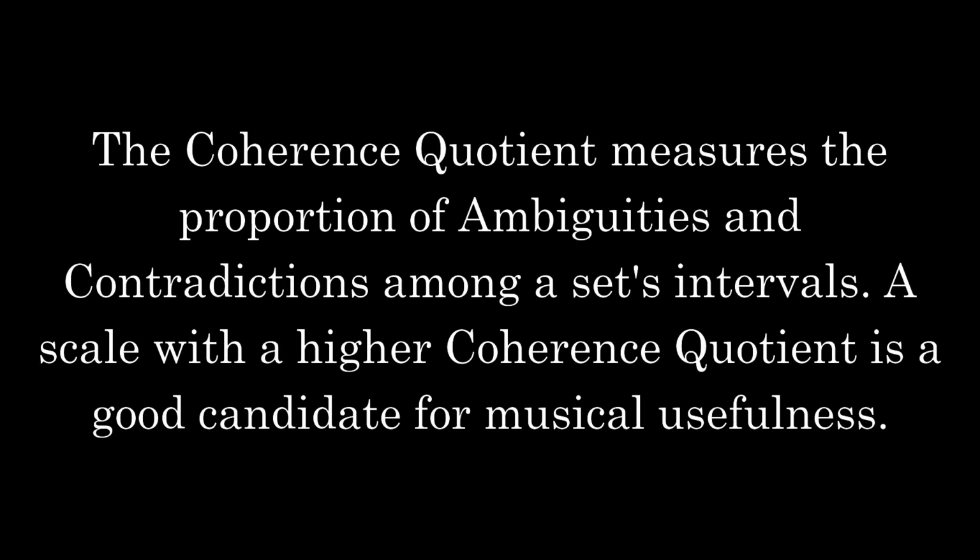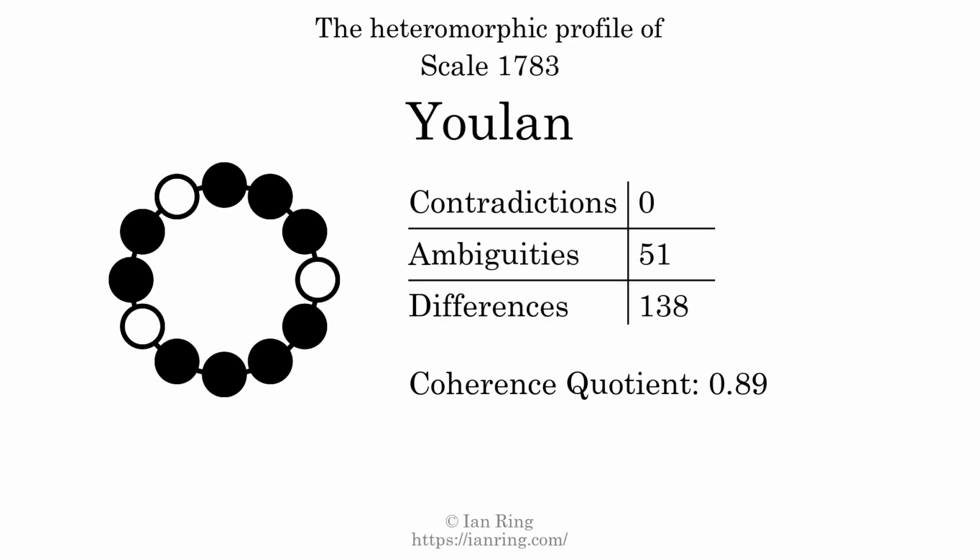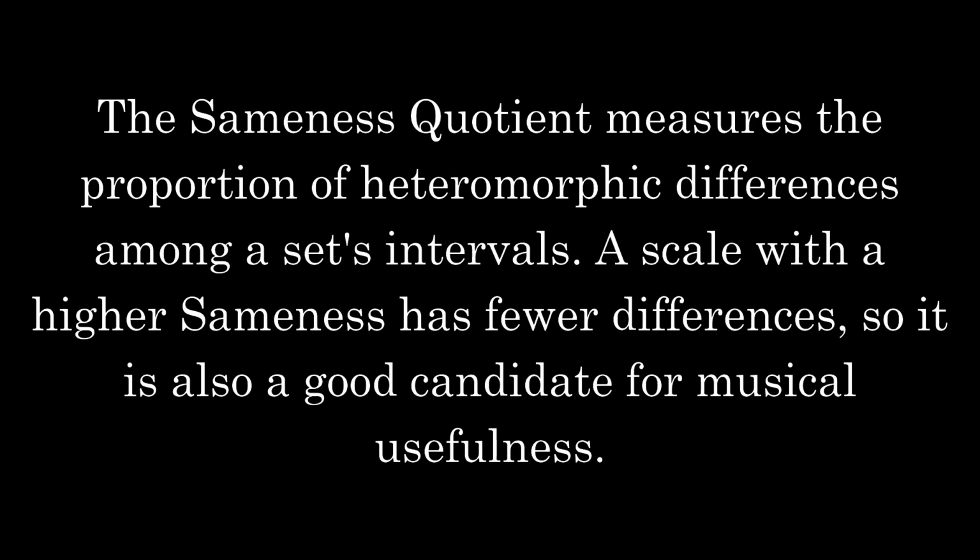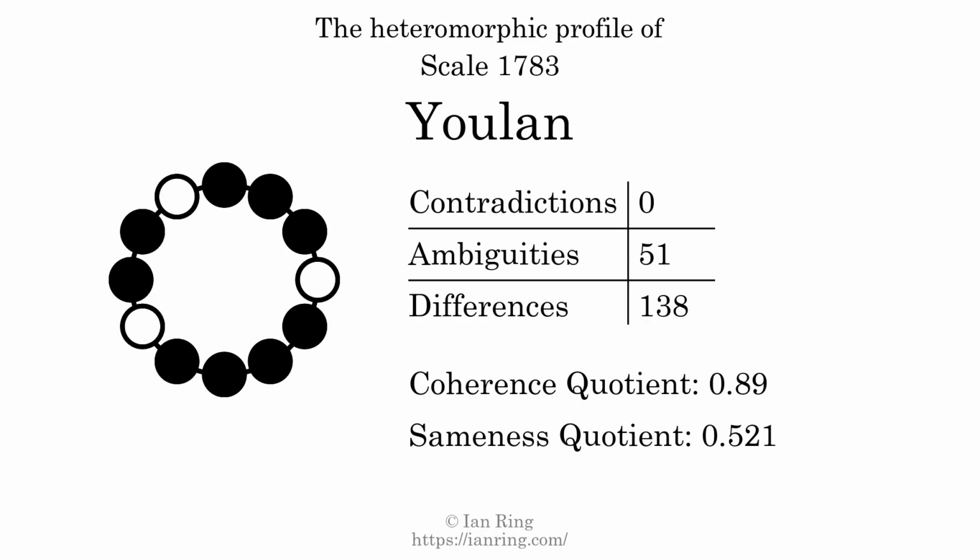The coherence quotient measures the proportion of ambiguities and contradictions among a set's intervals. A scale with a higher coherence quotient is a good candidate for musical usefulness. The coherence quotient is 0.89. The sameness quotient measures the proportion of heteromorphic differences among a set's intervals. A scale with a higher sameness has fewer differences, so it is also a good candidate for musical usefulness. The sameness quotient is 0.521.